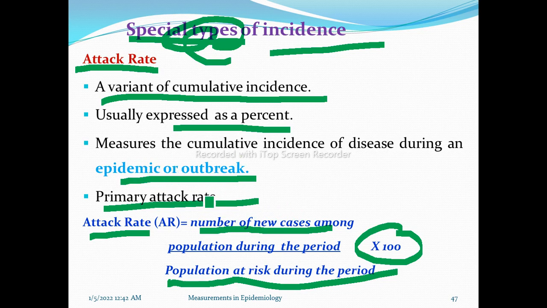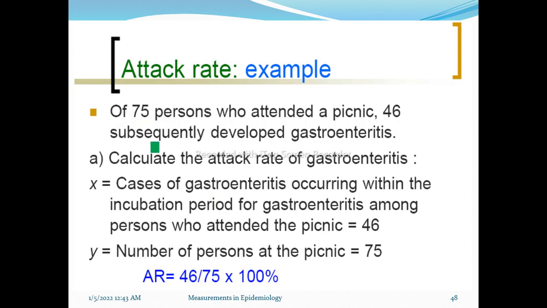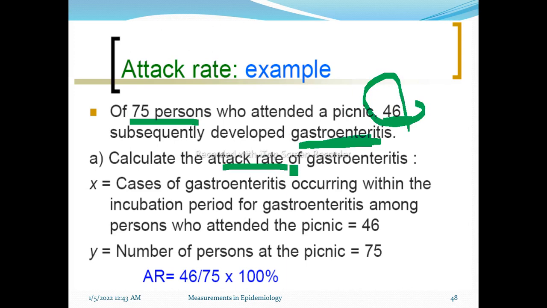That is the difference. We will have an example: 75 people attended a picnic. This is the total population at risk. 46 subsequently developed gastroenteritis. So 46 individuals developed the outcome of interest, gastroenteritis. So 46 is the number of cases. Calculate the attack rate. Attack rate is the number of new cases, that is 46, over the population at risk, that is 75, times 100. 46 divided by 75 times 100%.